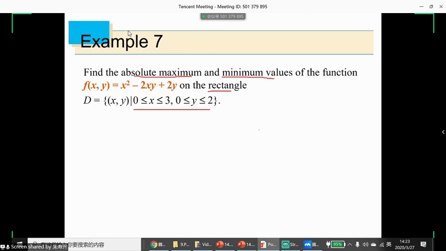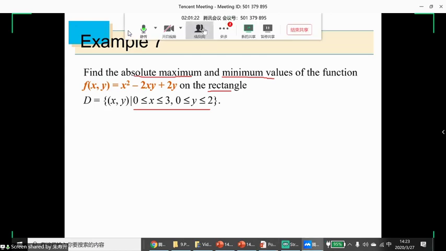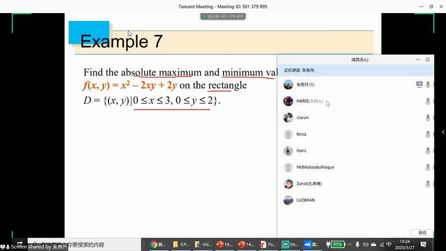So, for the first step, you find the critical point. Sir, I'm unable to solve it. Okay. We can do it together. Which step did you finish? Okay, we will do it.